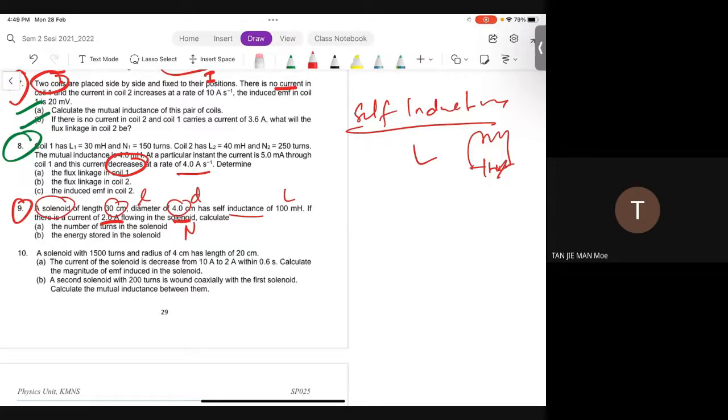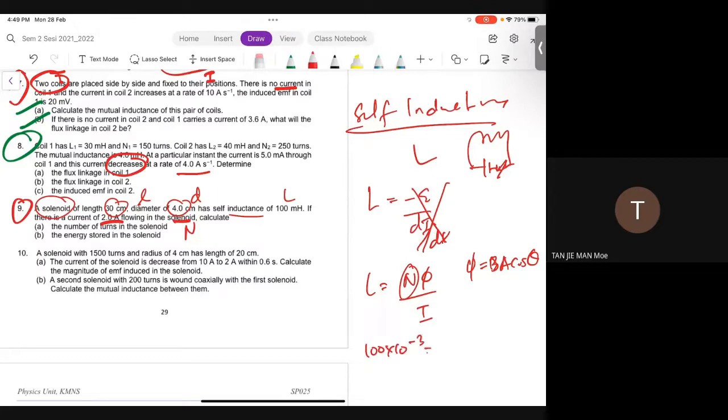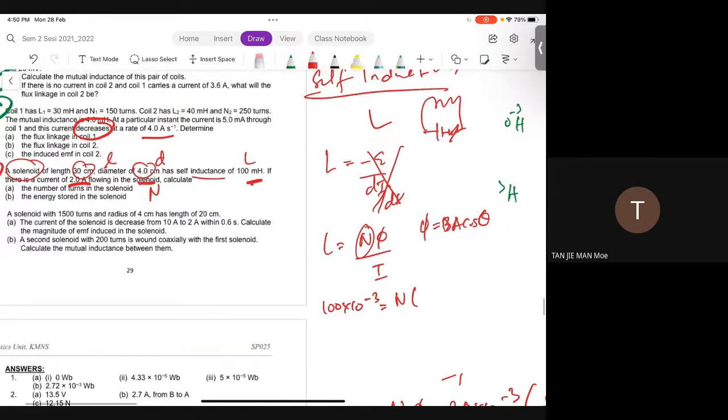So what formula do I use? The L formula. L equals negative EMF over di over dt. Can't, because I don't have the rate or the EMF. L equals N times flux over I. If I want to use this to find N, I don't have the flux, but we can find it: flux is BA cos theta. Is the current given? Yes. Self-inductance is 100 times 10 to the negative 3, because it is milli. To find N, this is BA cos theta, but we don't have B either. We would have to find B, a lot of work. Is there another formula?